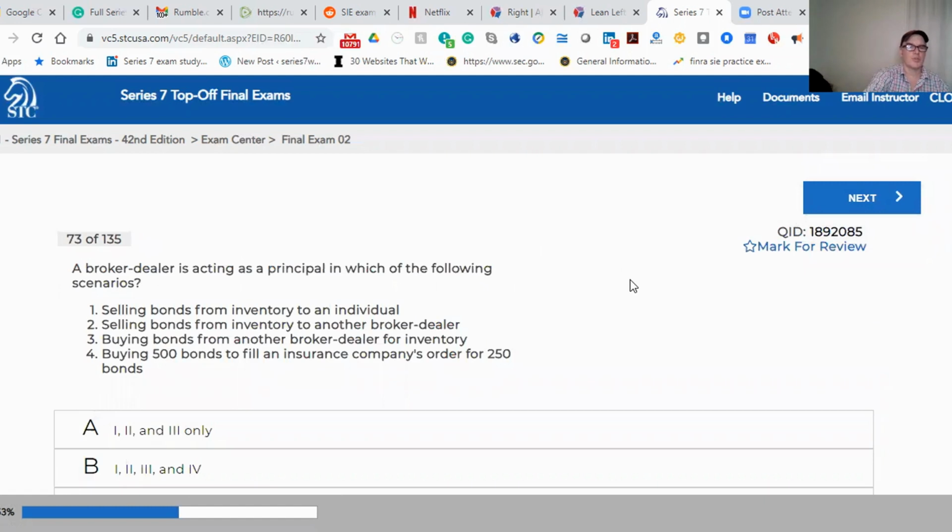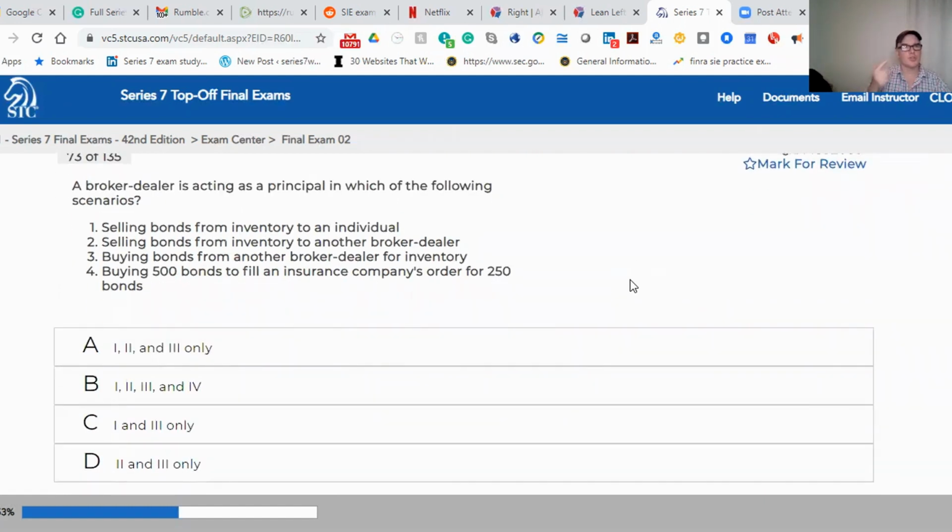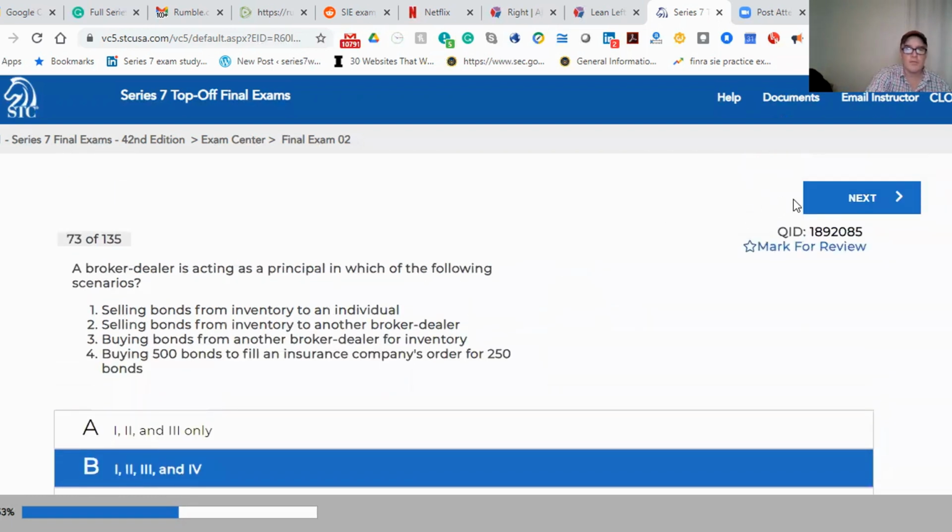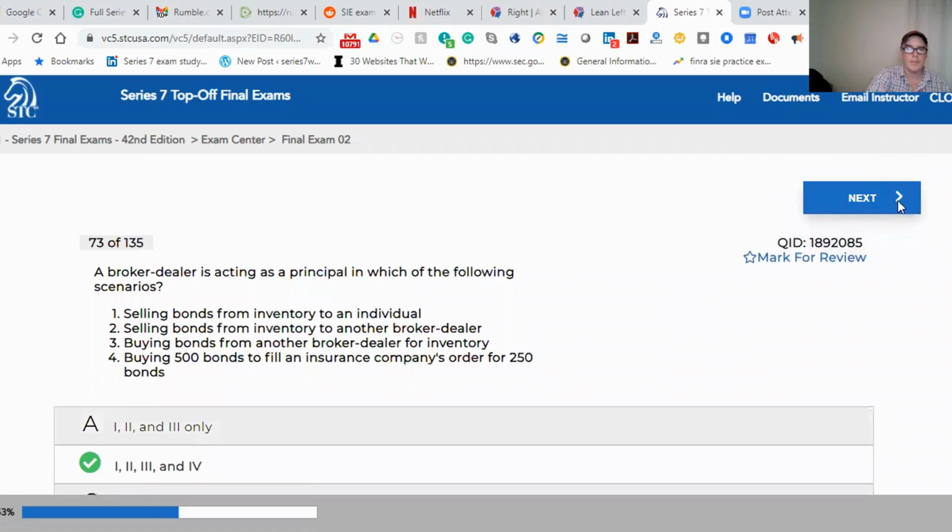A broker-dealer is acting as a principal in which of the following? So principal means you're using inventory. Selling bonds from inventory. Yes. Buying bonds from another broker. Yes, inventory. Buying 500 bonds to fill an order for an insurance company for 250. Yeah, because you're buying more. The insurance company only wants 250, so you need to buy 250 in your own inventory. So I'm going to go with all 4. Good.